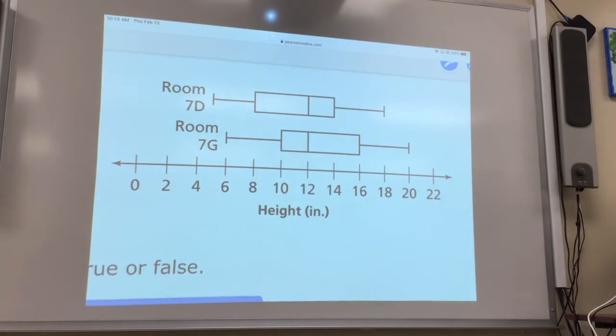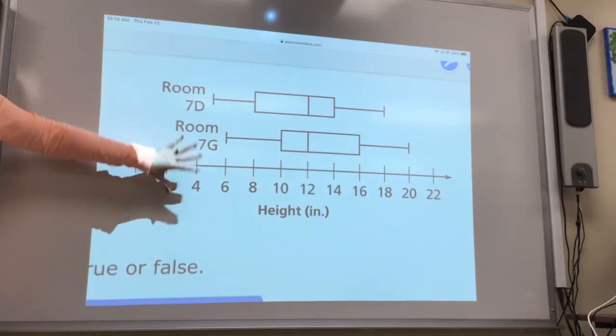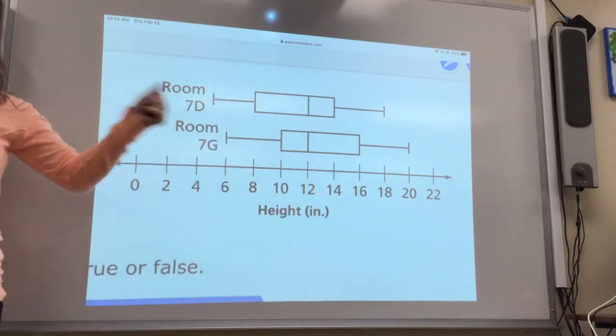What this is, these are 2 science rooms, and they're growing plants, and these are the heights of the plants that they're growing. So that's what the box plot is about. They've collected data from plant growth at a certain time frame. I'm assuming it's for a science experiment, like they used a certain kind of fertilizer, and they're figuring out how they did.